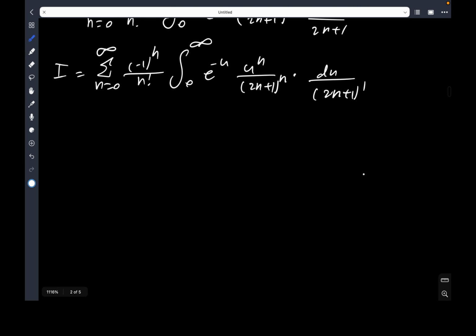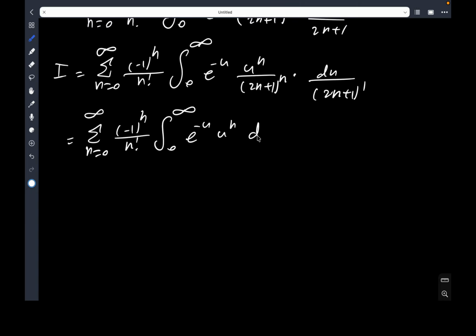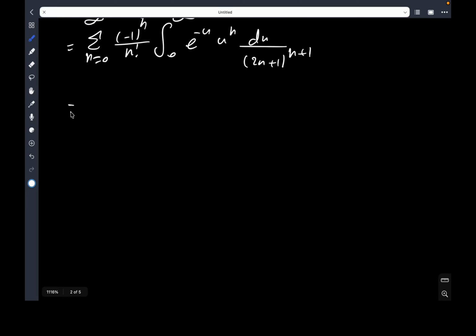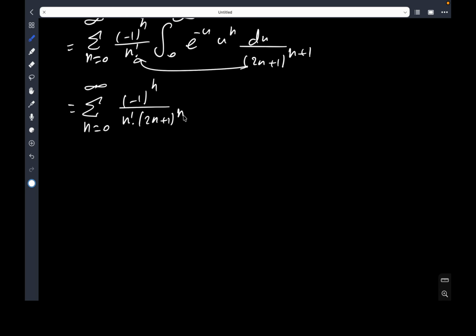Now, according to the laws of exponents, I can sum up the powers. And you're almost there, hold on. I can move this out and say negative 1 to the n over n factorial, times 2n plus 1 to the n plus 1, the integral of e to the negative u, u to the n du.